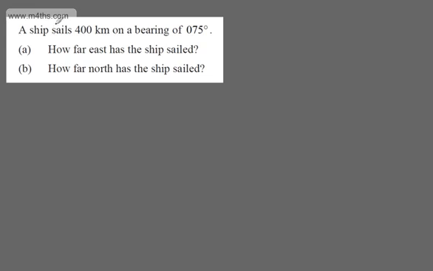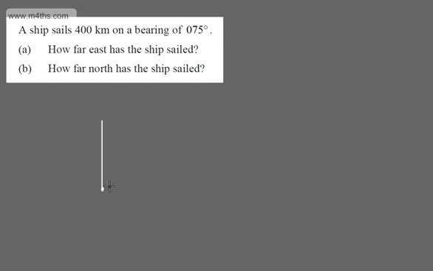Okay, a ship sails 400 kilometres on a bearing of 075 degrees. In part A, how far east has the ship sailed? In part B, how far north has the ship sailed? What we need to do is model this situation up. So what I'm going to do is just put where it started. So if I consider now where it started, I'm going to put a north line on. So if I put my north line on, that's going to do something like so.